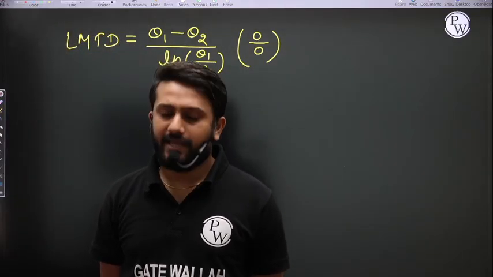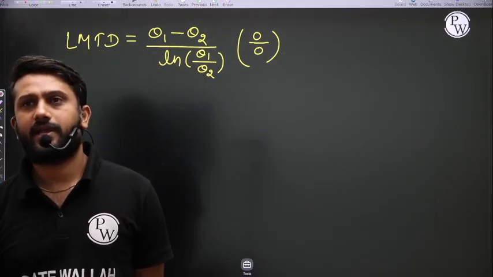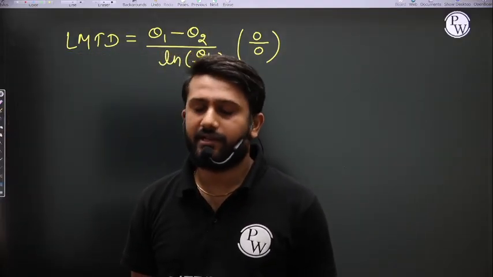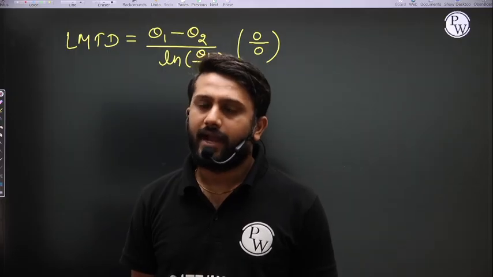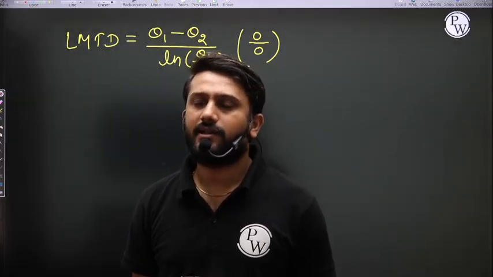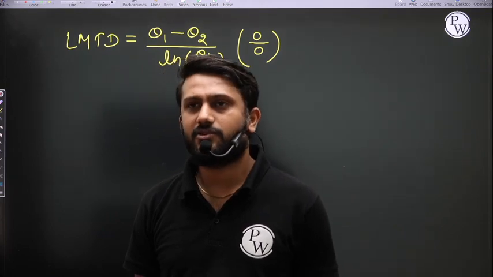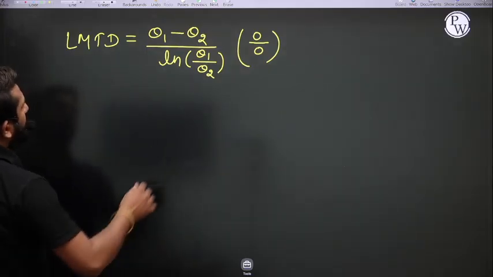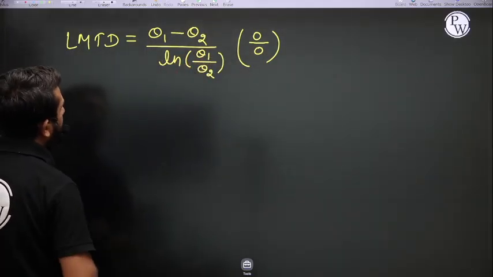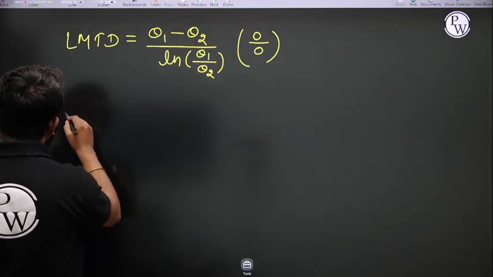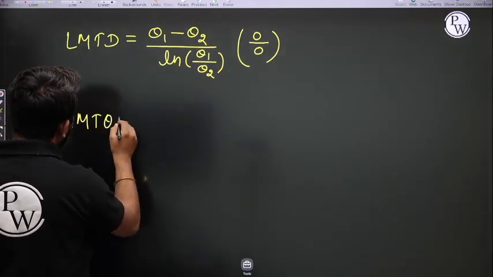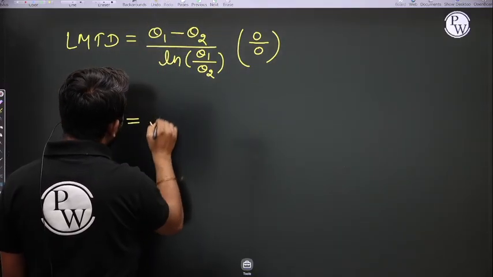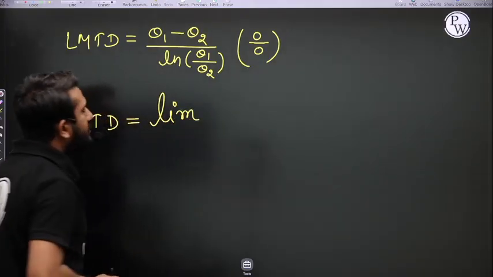And in the indeterminate form, to find out the LMTD, if the indeterminate form came and you want to find out the LMTD, then go for the limit concept. In mathematics there is a concept of limit, right? So by using the limit concept we can find out the LMTD, because directly I am not able to find out the LMTD here, because that is a 0 by 0 form. Fine. Now see the LMTD. To find out the LMTD in this case, use the limit concept.